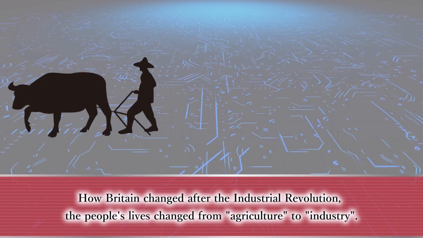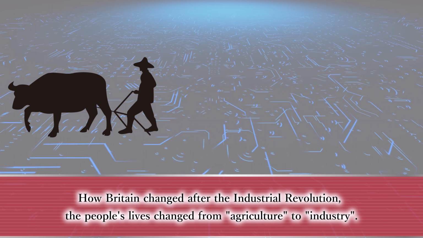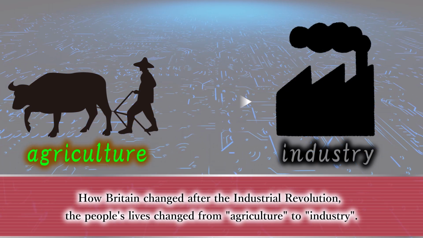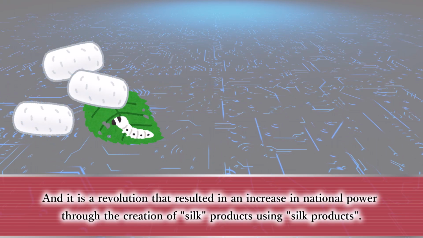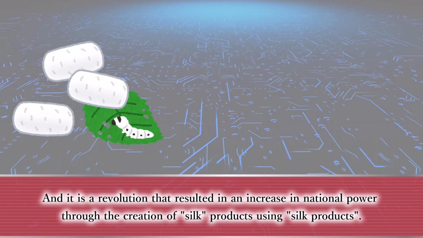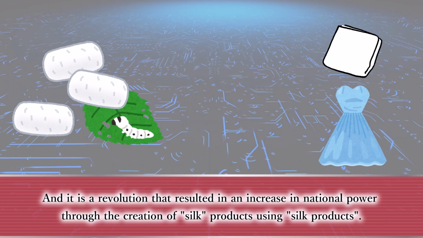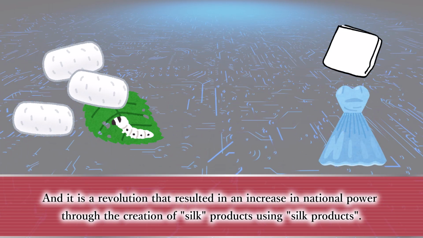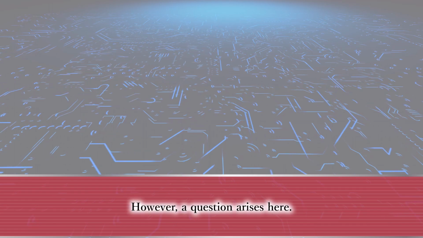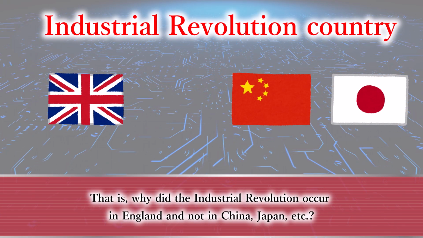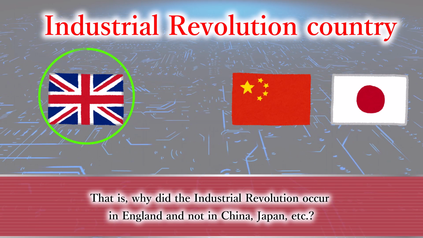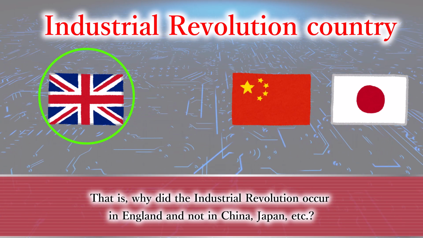How Britain changed after the Industrial Revolution: the people's lives changed from agriculture to industry. And it is a revolution that resulted in an increase in national power through the creation of silk products. However, a question arises here. That is, why did the Industrial Revolution occur in England and not in China, Japan, etc.?